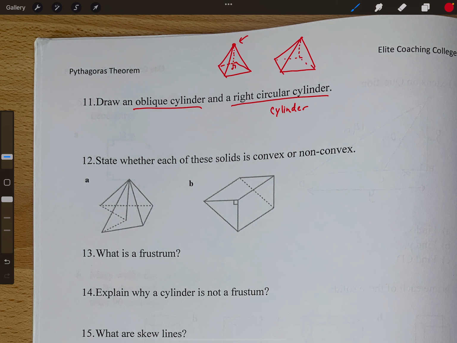With an oblique pyramid, the apex, the top, when you draw a line down, it doesn't hit the center, it hits at some other point. So it's kind of like the pyramid's been slanted, it's been pushed to the side, something like that.